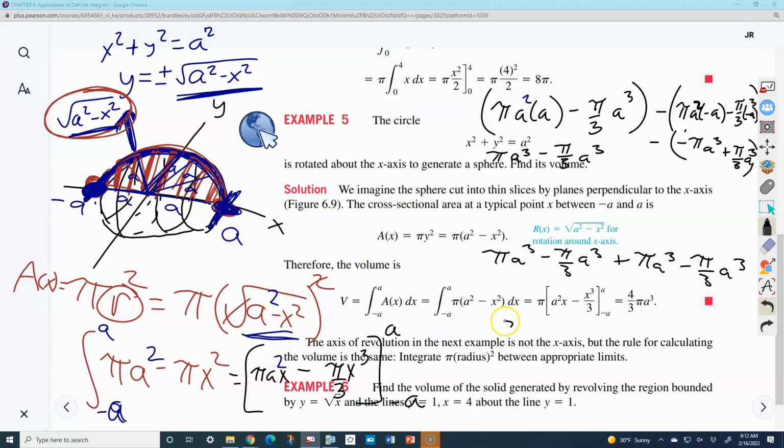2 pi a cubed minus 2/3 pi a cubed. So then what is 2 minus 2/3? That is 1 1/3, right? So 1 1/3 or 4/3 pi a cubed.